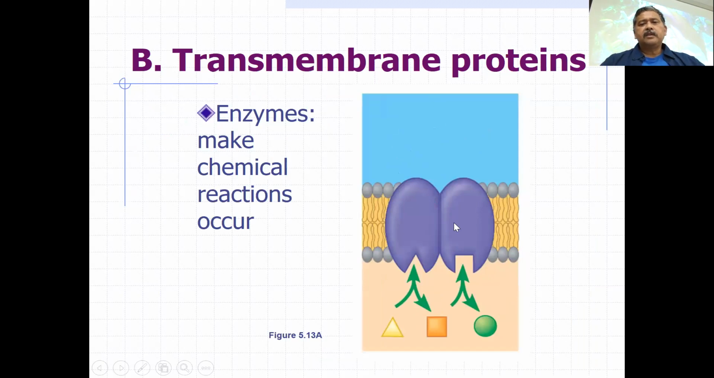Sometimes these proteins are embedded in the membrane and act as enzymes. We'll learn in a few talks that enzymes are chemicals that lower the energy required to start a chemical reaction. So enzymes make chemical reactions occur that way. And this picture is showing us that these chemicals are going to fit exactly in this three-dimensional shape right here. And when that happens, then the chemical reaction can occur.